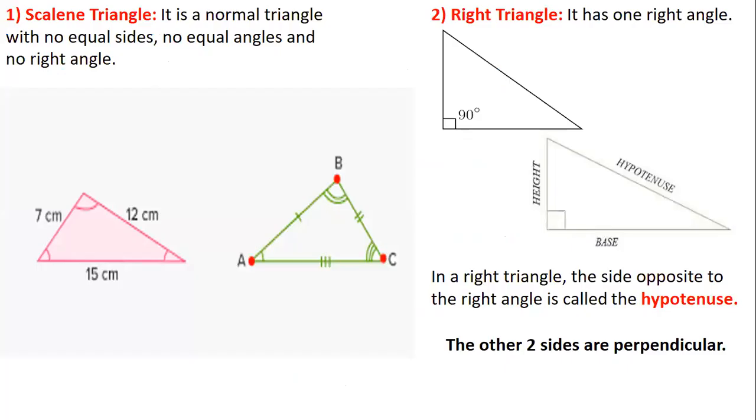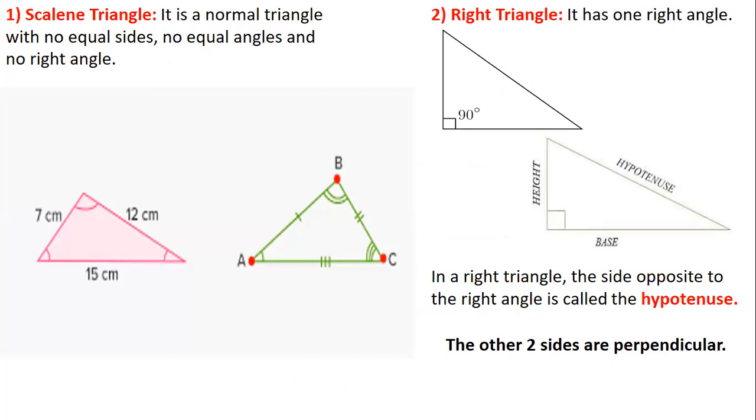Thank you, Lamar. Now I want Hassan Zainuddin to read the definition of a scalene triangle. Hurry up quickly, read Hassan. Scalene triangle. It is a normal triangle with no equal sides, no equal angles, and no right angle. So it's a normal one. Thank you, Hassan. I move now to Ghadi.